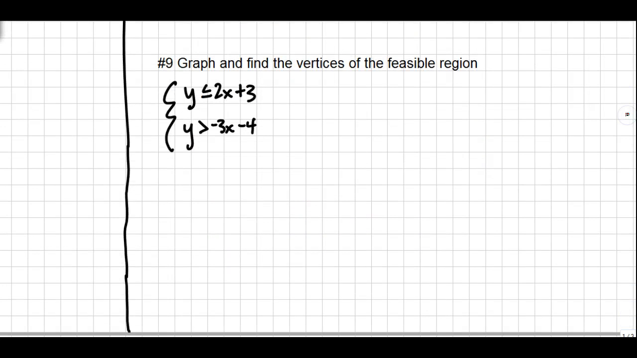I'm going to have students work on two more systems, which are from their homework. So let's look at question number 9. Graph and find the vertices of this feasible region for y is less than or equal to 2x plus 3 and y is greater than negative 3x minus 4. So students can do this problem. They will need a full x and y axis on graph paper.